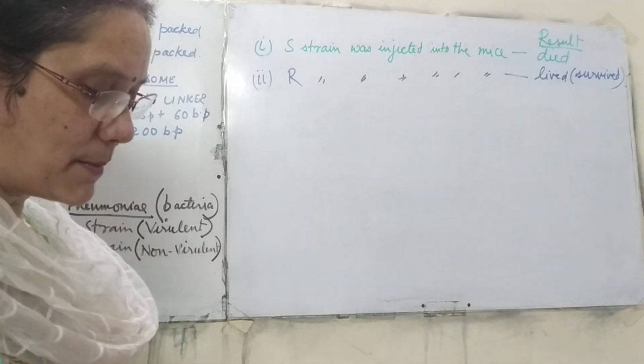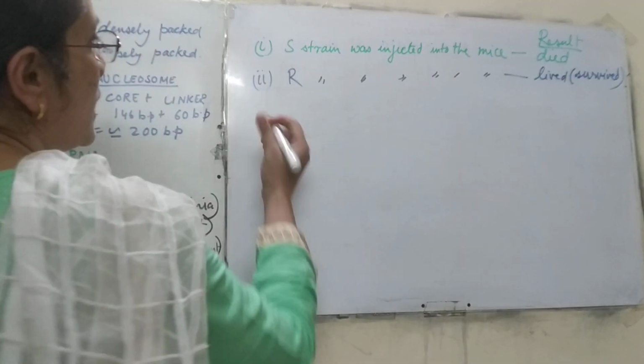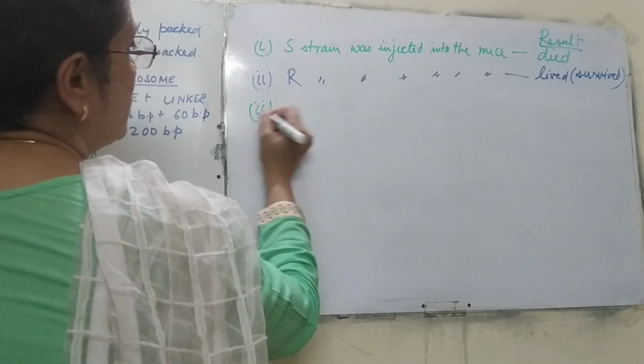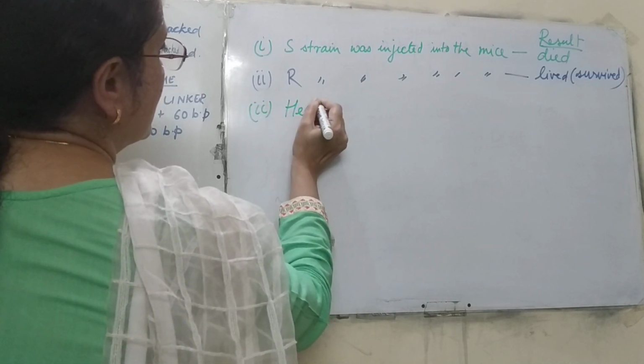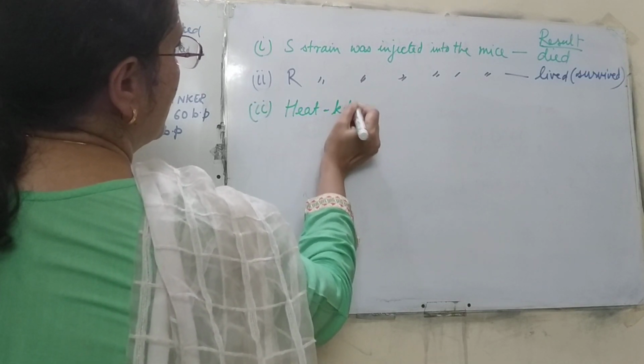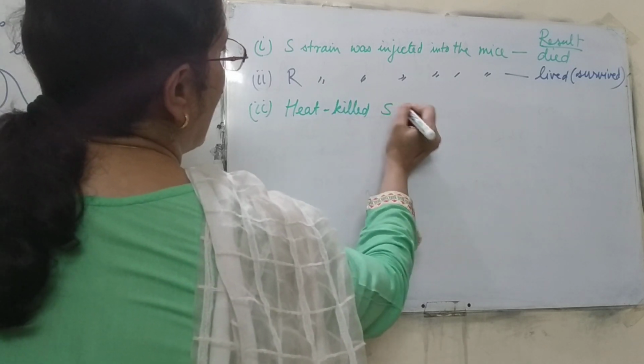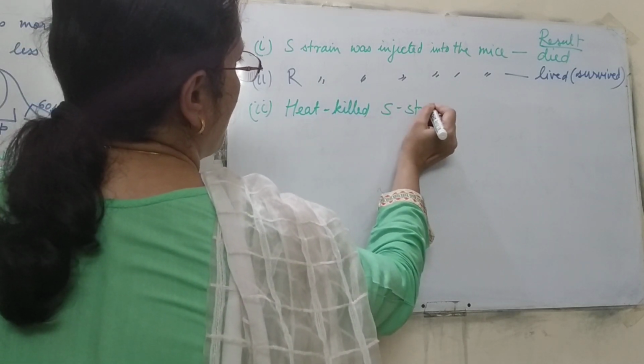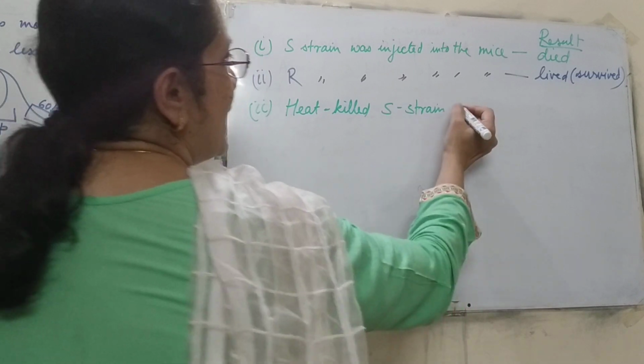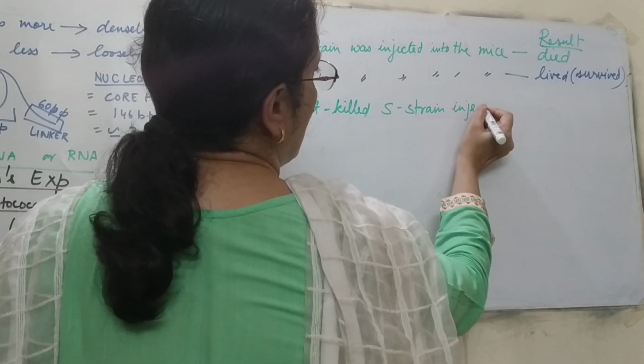In the third experiment, he again took the S strain. He heat killed the S strain, and he injected it into the mice.